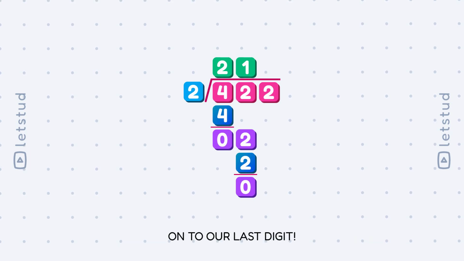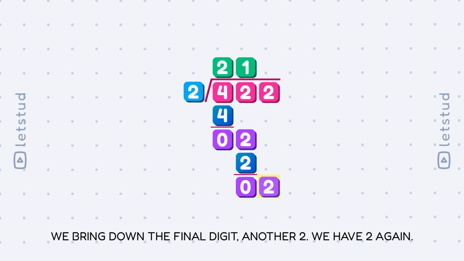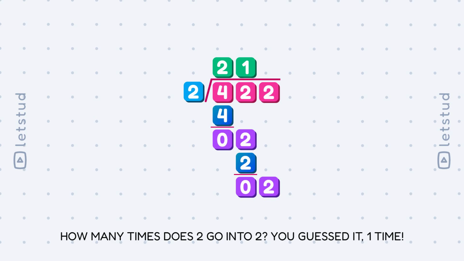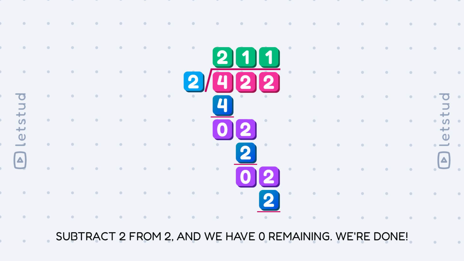On to our last digit. Last step, here we come, you've got this. We bring down the final digit, another 2, we have 2 again. How many times does 2 go into 2? You guessed it, 1 time. Let's check our multiplication. 1 times 2 is 2, exactly. Subtract 2 from 2 and we have 0 remaining, we're done.